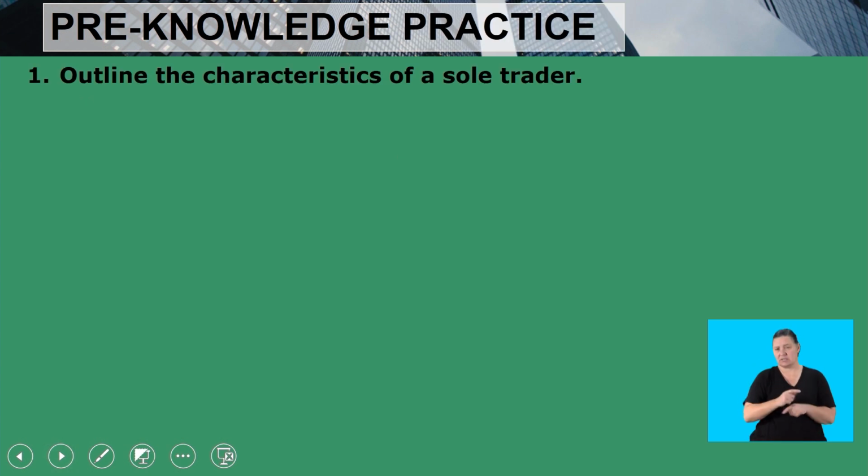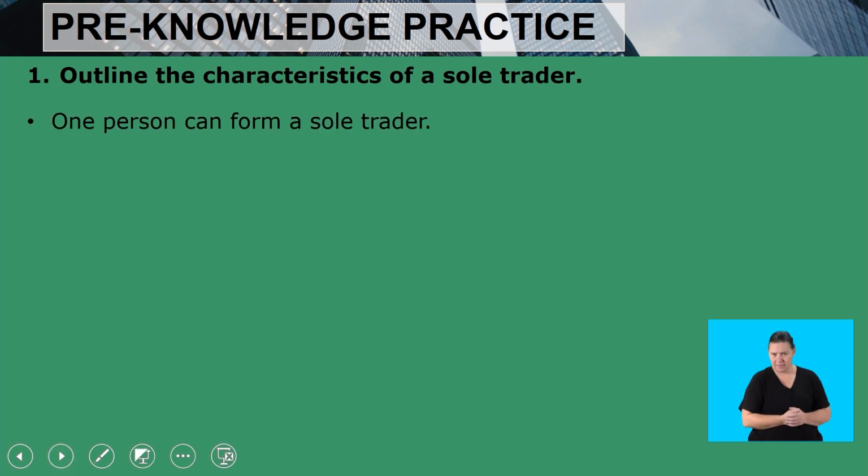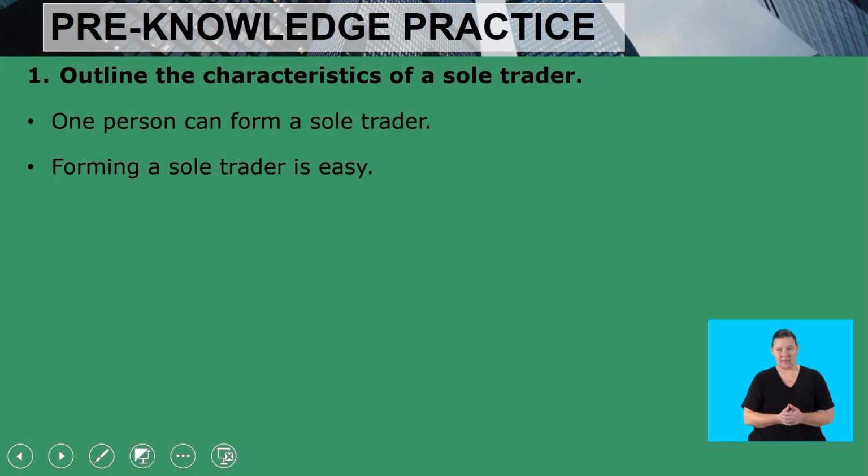Outline the characteristics of a sole trader. One person can form a sole trader. So one person can start this particular business that we call a sole trader or a sole proprietorship. Forming a sole trader is easy. When you want to start a sole trader, it's very easy because there are no legal requirements that you have to follow. You just simply start your business.